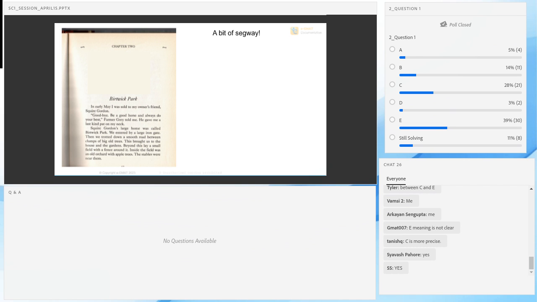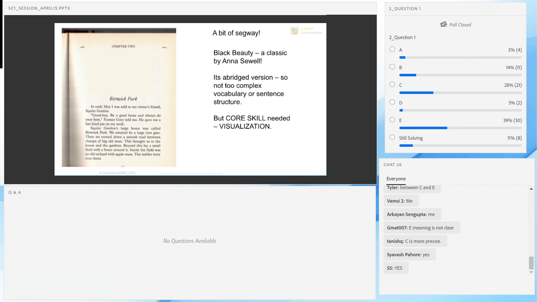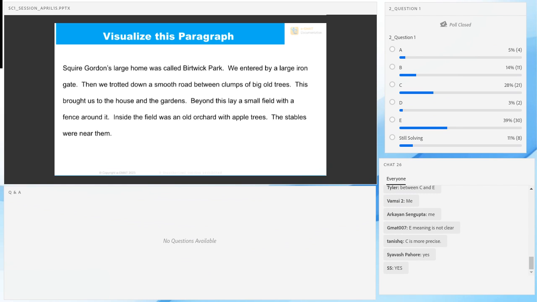And now I'm going to take a bit of a segue over here. What you see on the screen is a passage from a very simply written book. It's an abridged version, so not very complex vocabulary or sentence structure. It's from Black Beauty, a classic by Anna Sewell. My 8-year-old daughter was reading this book as her literature study, and as she was reading it out to me, I thought there is so much visualization here, and I want you guys to experience that.